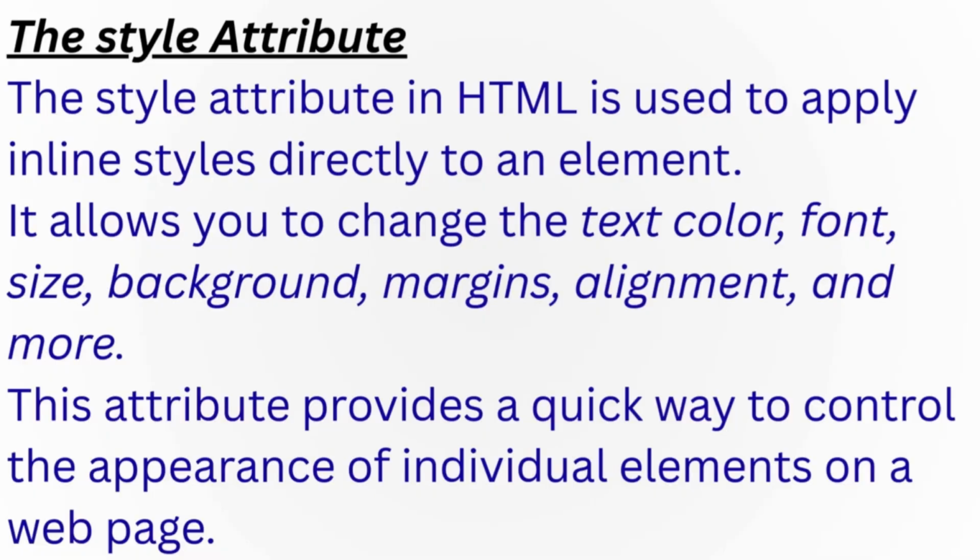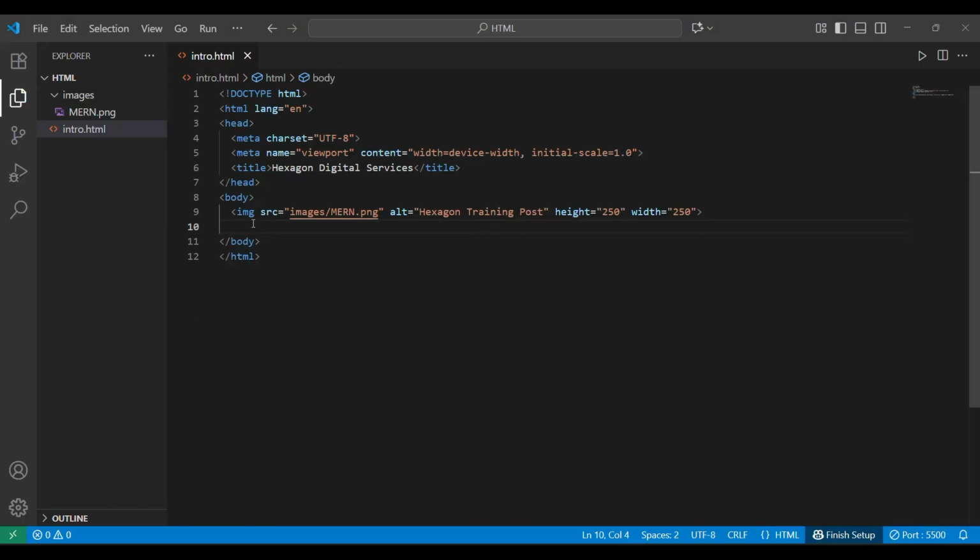The style attribute in HTML is used to add CSS directly to an HTML element. It allows you to change the appearance of a single element without writing a separate CSS file. Inside the style attribute, you use CSS properties and their values separated by semicolons. Let's write three paragraphs in our HTML code and see how we can style them.